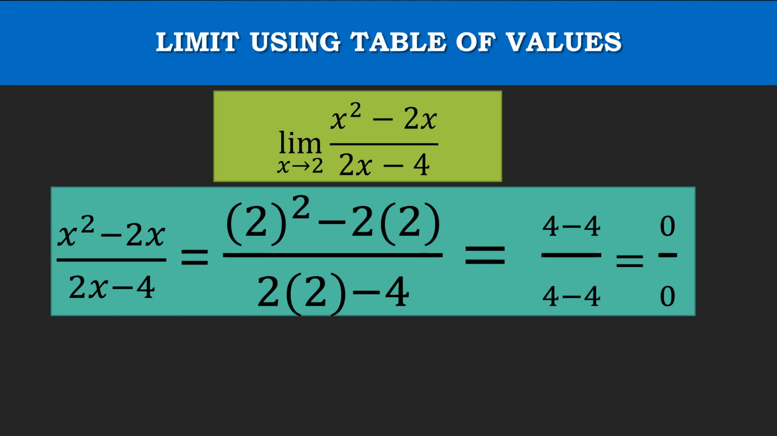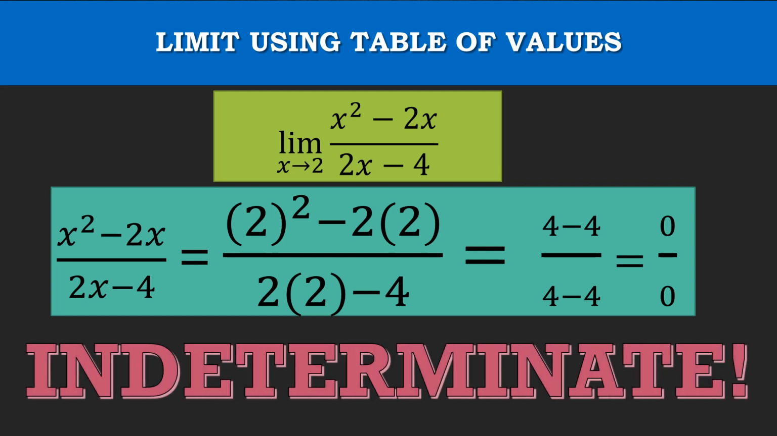So then evaluate, 2 squared is 4, negative 2 times 2 is negative 4, 2 times 2 minus 4, so we get 0 over 0. And we all know that 0 divided by 0 is indeterminate, meaning meron siyang value but we don't know the exact value for this. Okay? So tingnan natin yung limit ng ating rational function. Kasi by direct substitution, we get 0 over 0, and that is indeterminate.